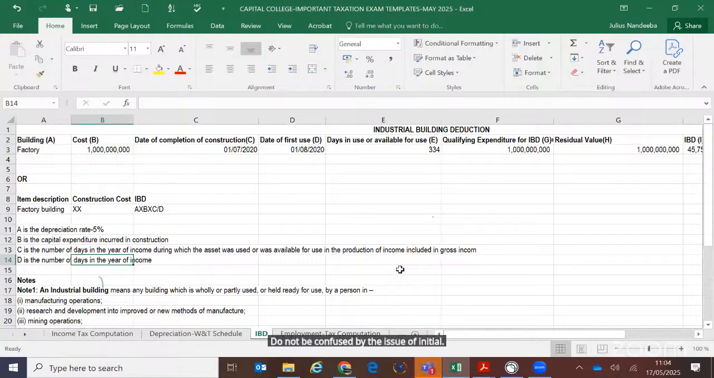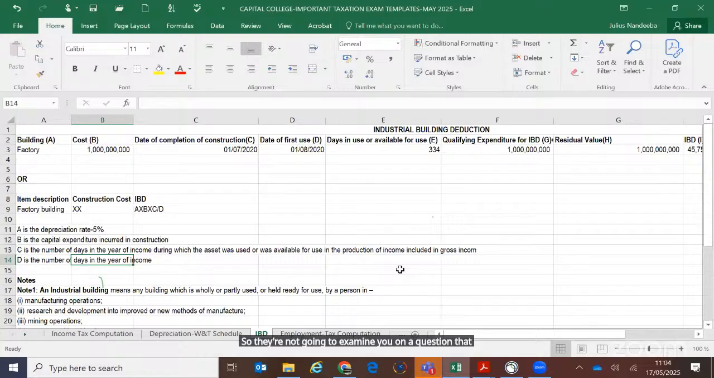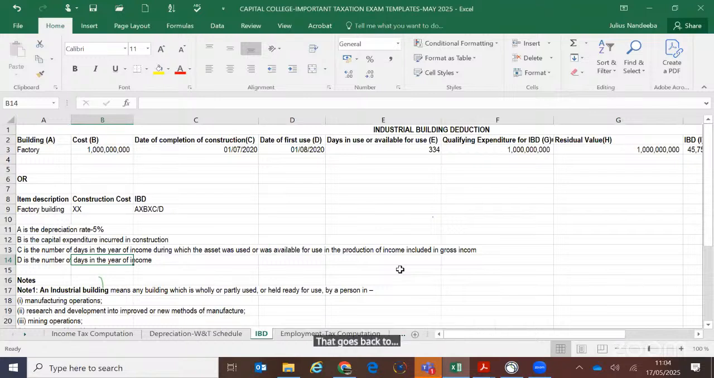They removed the initial allowance effective 1st of July 2023. So they're not going to examine you on a question that goes back to 2023. When we are examining tax, we examine based on the current provision of the law. Initial allowance was scrapped from the law effective 1st July 2023. So you're not going to do an exam that goes back to July 2023. So don't confuse yourself with initial allowance. And even if they told you the asset was constructed a long time ago, you're not going to calculate initial allowance for that. It is not your role.